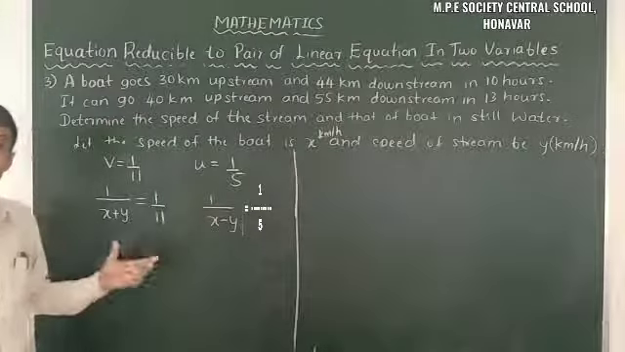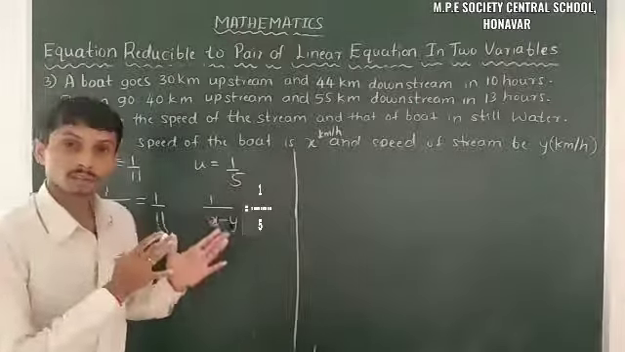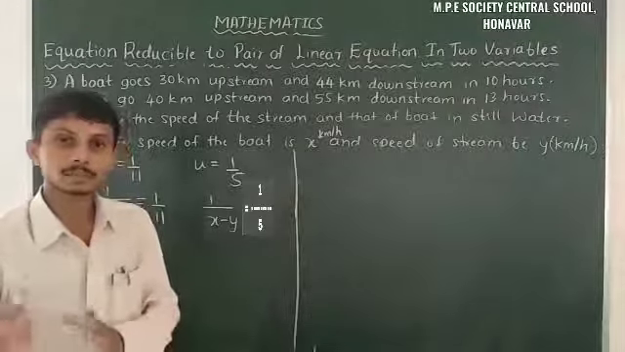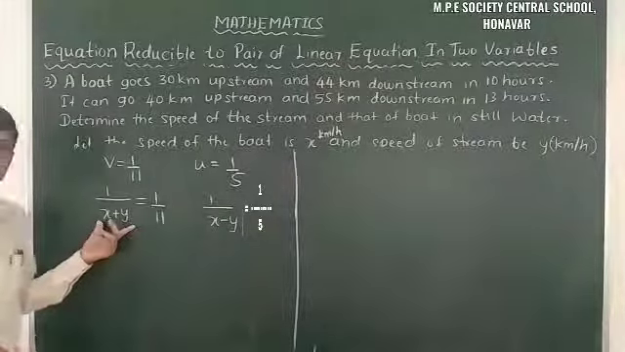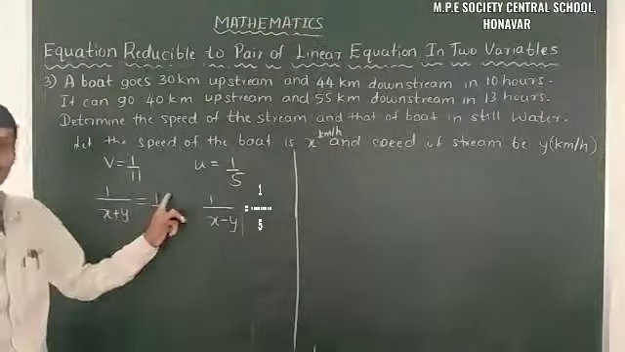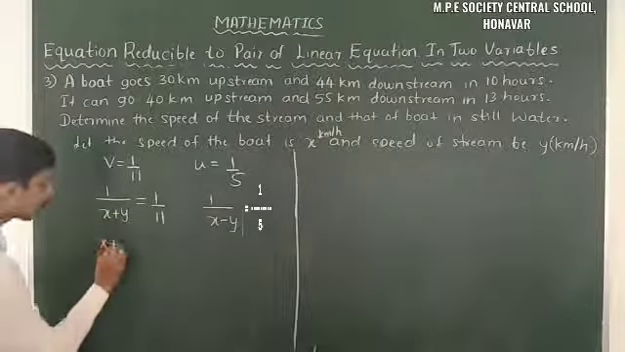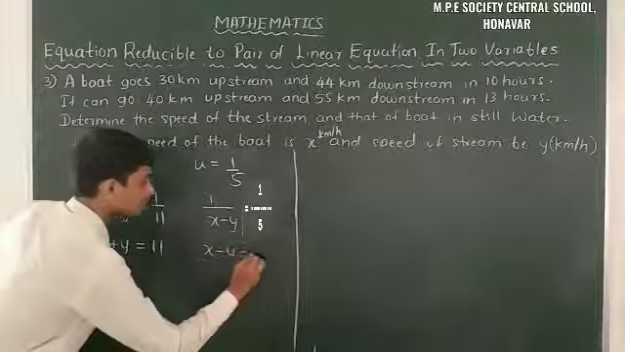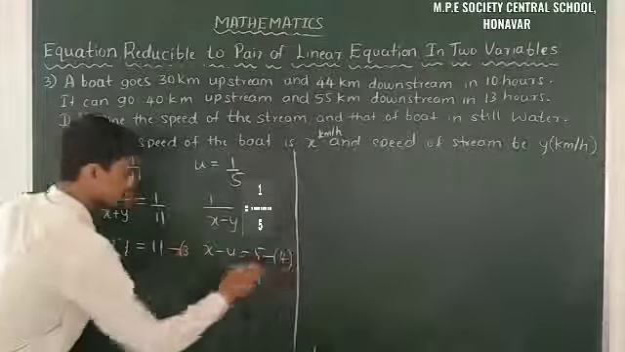Then it is converted into the form of x and y. We already took the value of x as the speed of the boat and the value of y as the speed of the water. So here we have to cross multiply x plus y and y here, or it can be inverted. That means x plus y is equal to 11 and x minus y is equal to 3, and it is equation number 4.